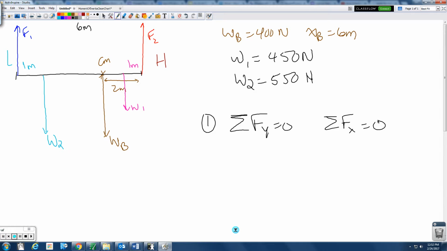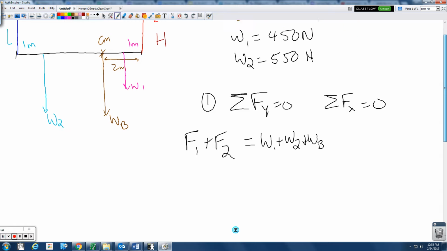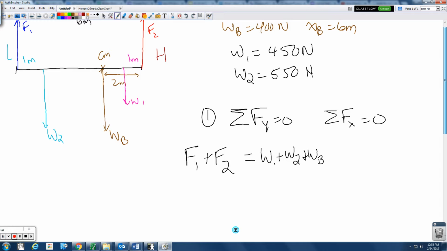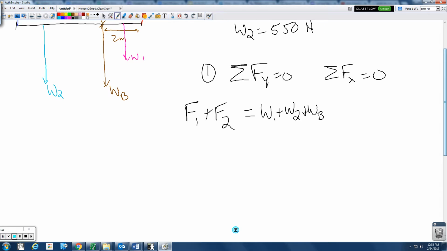We call up positive, down negative. So we have F1 plus F2 must equal our downward forces: weight 1 plus weight 2 plus weight of the bar. Let's see what we know. We know all of the weights, 1, 2, and the bar. So we might as well get a value for this. We have 400 plus 450 is 850, plus 550 is 1400, right? So here we have, yes, our fuchsia equation.